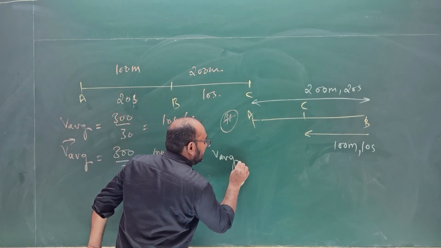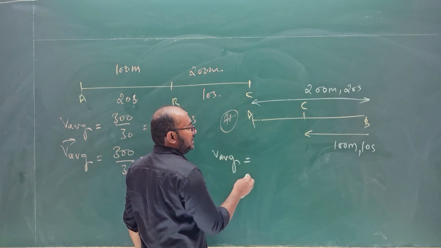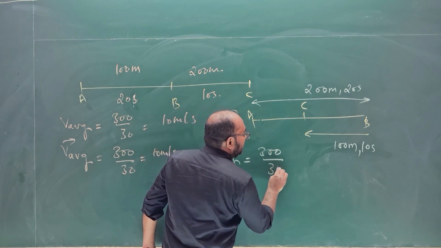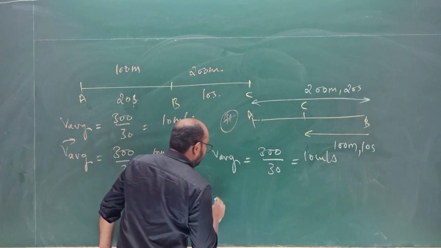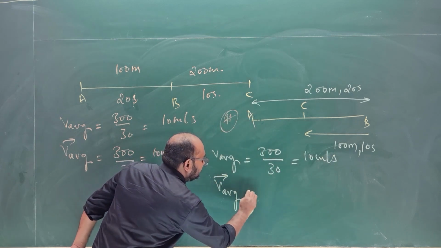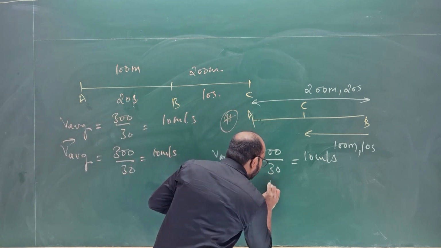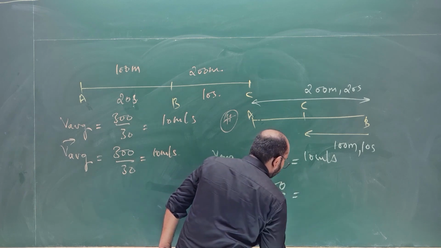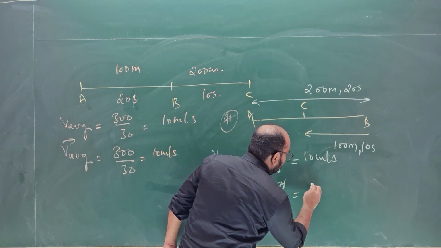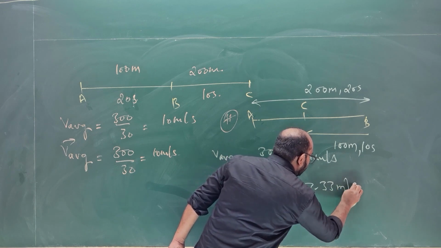So V average can be written as total distance traveled, 200 plus 100, that is again 300, and time is what? 30. That is 10 meter per second. And what about average velocity this time? Average velocity: final position 100, initial position 0, and total time 10 or 30? 30, very good. So V average can be written as 100 upon 30, that is 10 by 3, 3.33 meter per second.